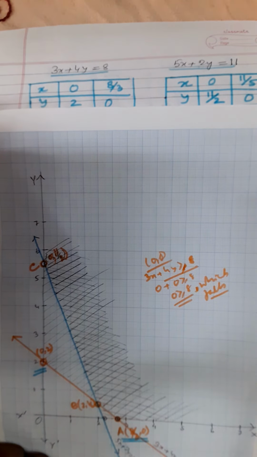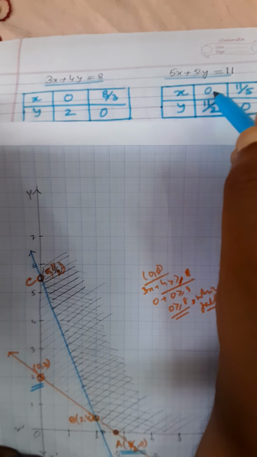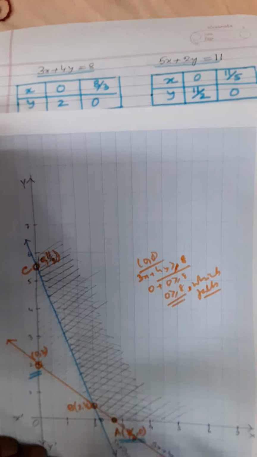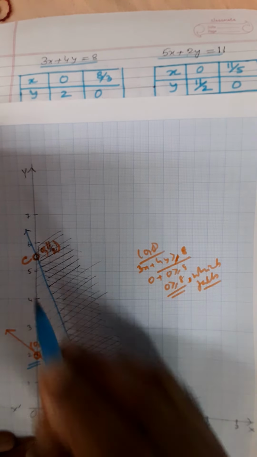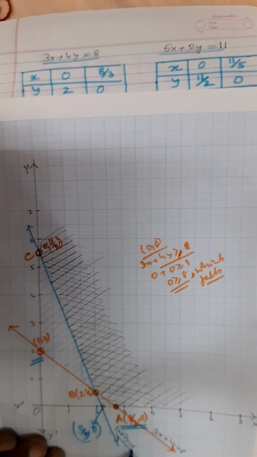Okay. The next equation is 5x + 2y = 11. So x = 0 gives the point (0, 11/2), and the other point is (11/5, 0). If we join these points, we get the line, and this is the graph of the equation 5x + 2y = 11.